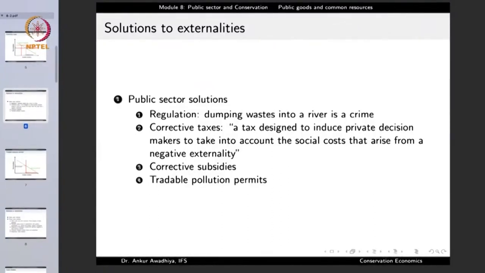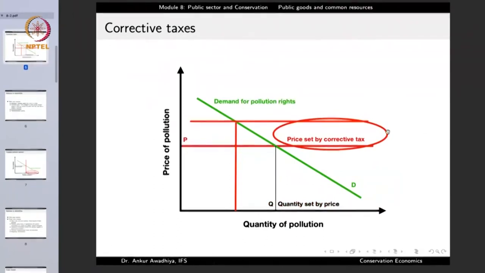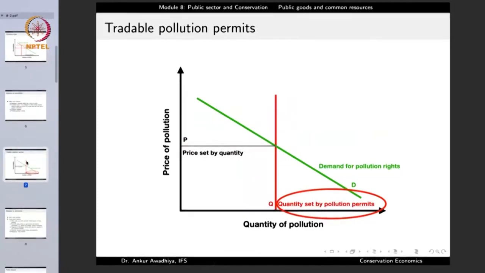Another option with the government is to use things such as tradable pollution permits. In the case of pollution permits, the government sets the amount of pollution that can be done. In the previous case, the government was setting a price, and this price was regulating the amount of pollution that will be released into the environment. In the case of tradable pollution permits, the government sets the quantity of pollution that can be spread. So the government will give out certain permits, and with each permit, a person is allowed to emit a certain amount of pollution.